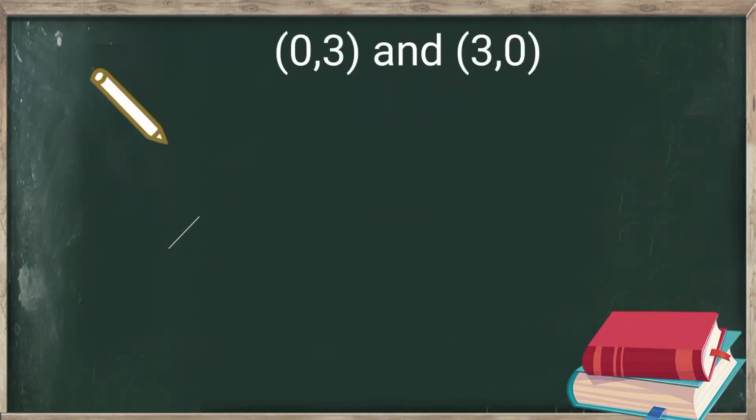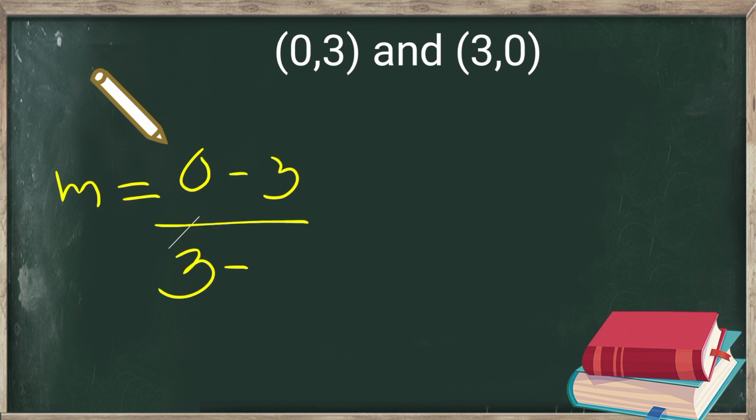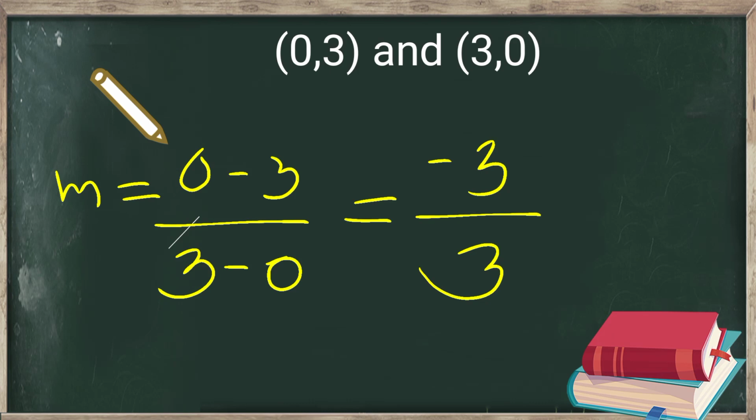0, 3 and 3, 0. So, we need to find, let's write here. So, 0 minus 3 over 3 minus 0. So, what is 0 minus 3? That is negative 3 over 3. So, what is negative 3 over 3? That is negative 1. So, the slope is negative 1.